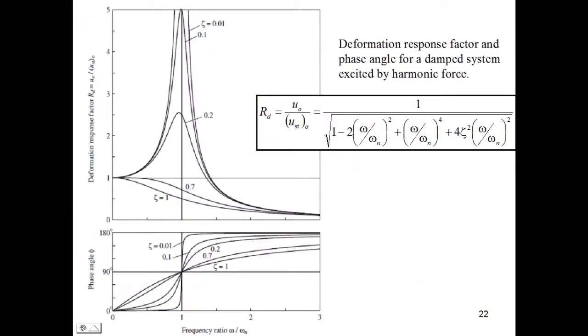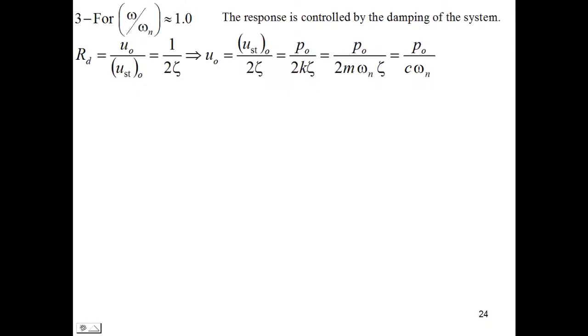If omega over omega n is approximately equal to 1, in other words, the forcing frequency is close to the natural frequency of the system, Rd is very sensitive to damping, and for the smaller damping values, Rd can be several times larger than 1, implying that the amplitude of dynamic response can be much larger than the static deformation. The result implies that the response is controlled by the damping of the system.